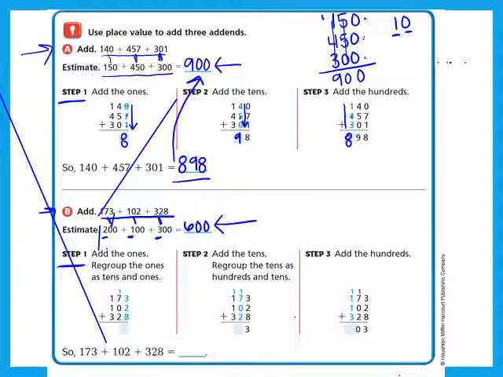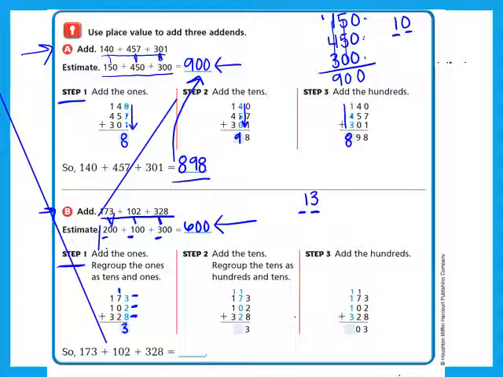So here I have 3 plus 2, that equals 5, and 5 plus 8 equals 13. I need to regroup this as tens and ones. I have 3 ones and 1 ten. So I'm going to write a 3 under the ones column and regroup 1 into the tens column.